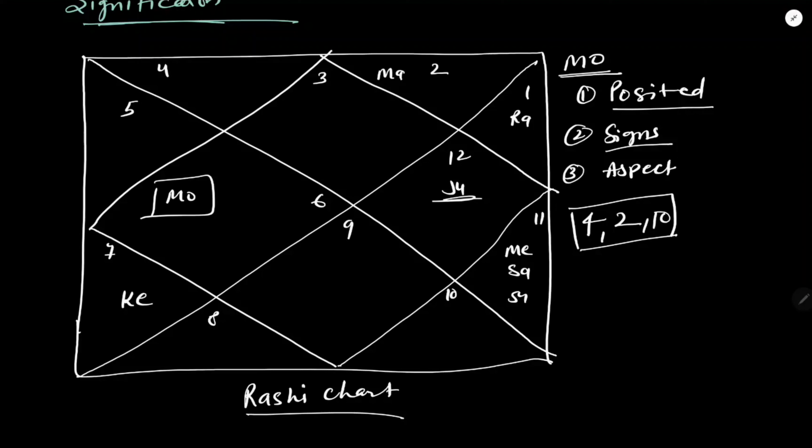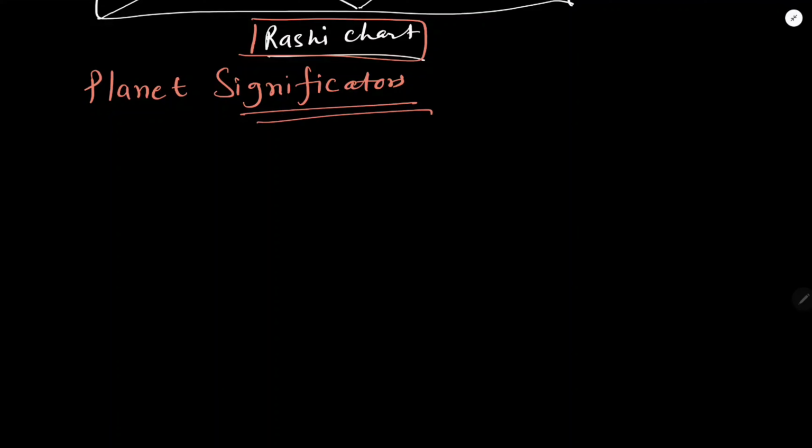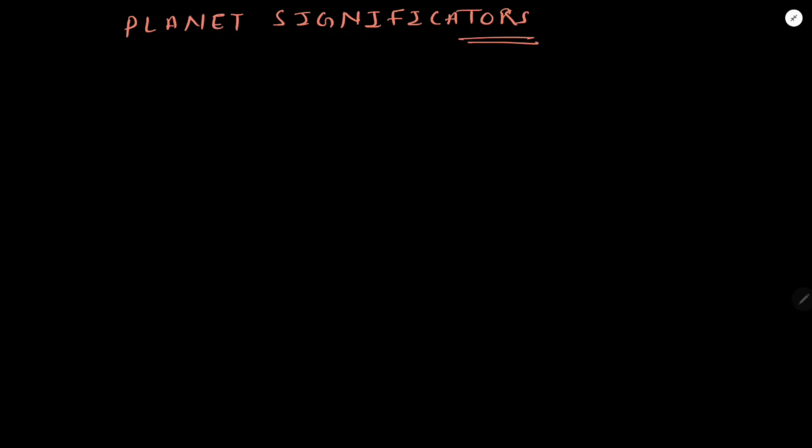And there are some rules to identify how we can find the significator of a planet. First in this video, we will be discussing planet significators, and in the upcoming video, I will be explaining the house significators. There are 2 kinds of significators that we need to find out. Today we will discuss the planet significators. What does it mean? We have 9 planets, and how they are going to give the result to the native, we will assess in this chart.